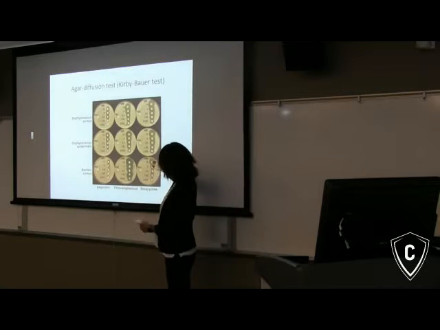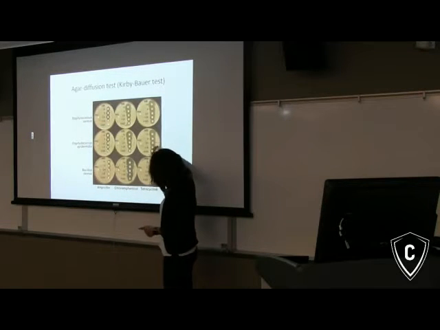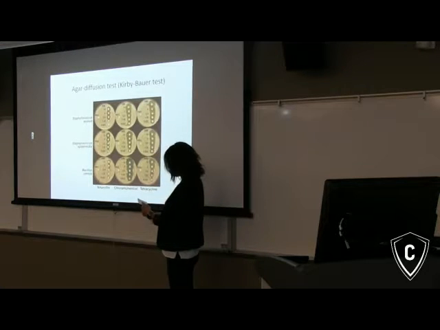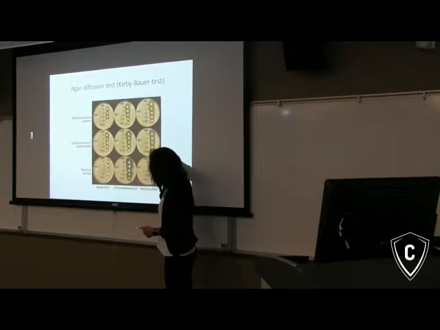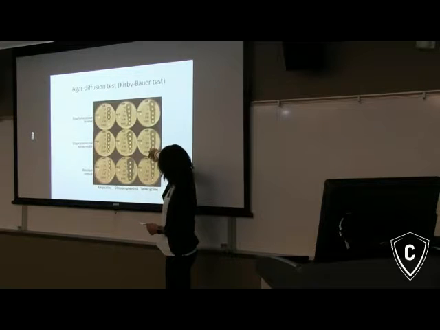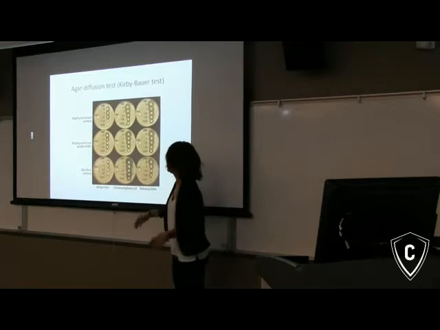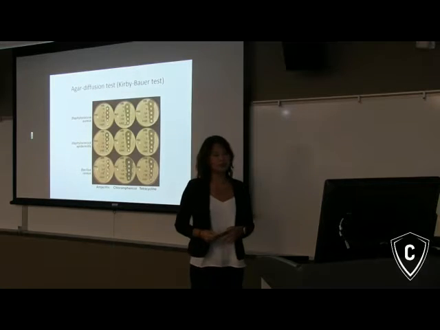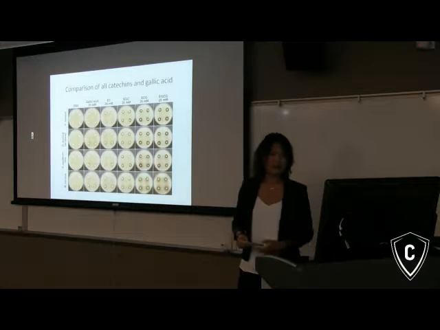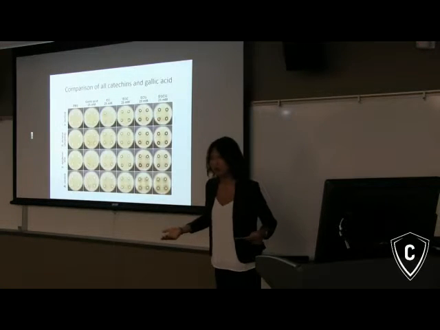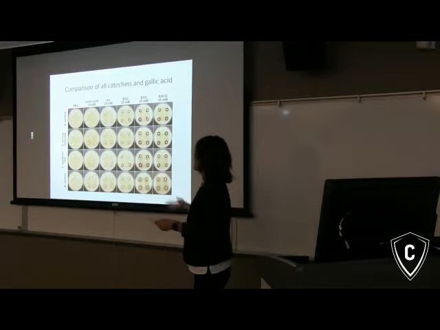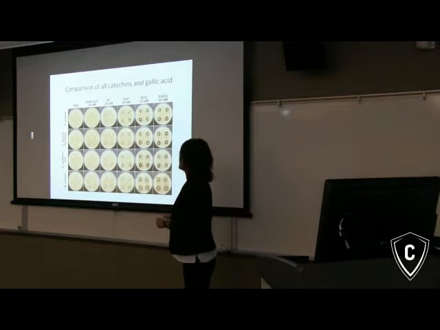From the highest concentration to the lowest concentration, the zone of inhibition area gets smaller, suggesting that a higher concentration suppresses the growth of bacteria more than the lowest concentration. Now we know that the Kirby-Bauer test worked. We conducted the same analysis to test our individual catechins.